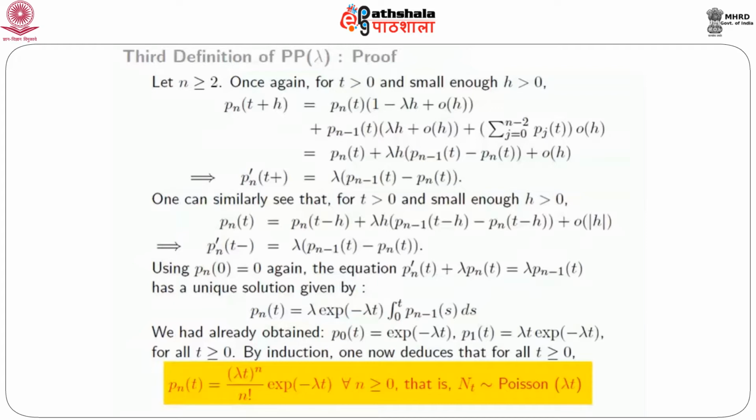And what that means simply is that, remember, this turns out to be the probability mass function for a Poisson random variable with parameter lambda t. So we get the result that we wanted, namely N(t) is a Poisson random variable with parameter lambda t.